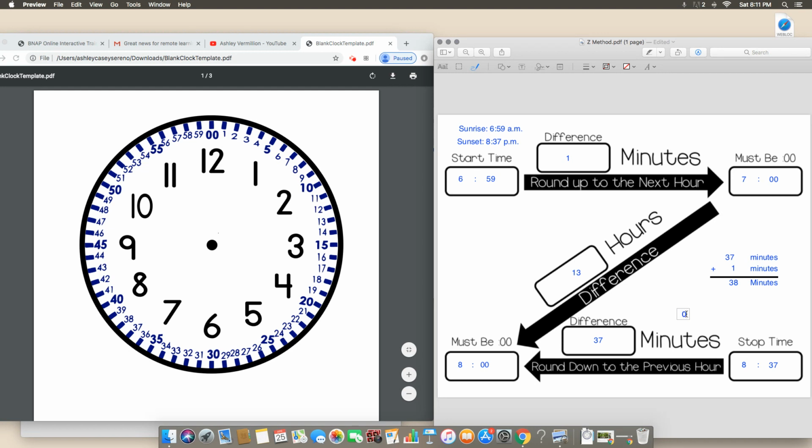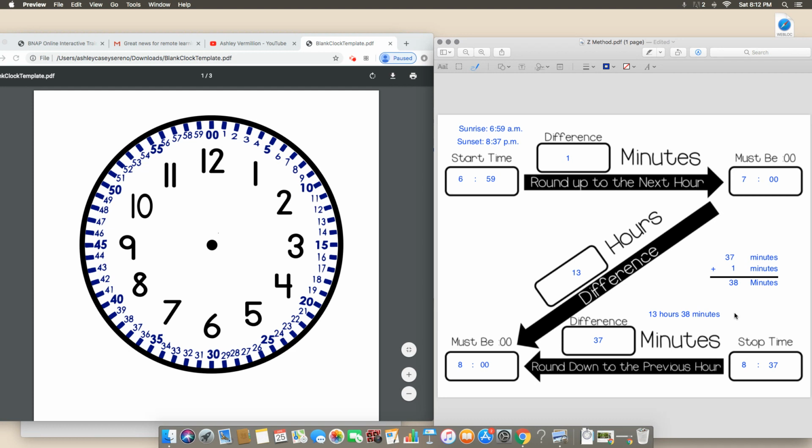Now I'm going to combine my hours and my minutes. So there was a total of 13 hours and 38 minutes of sunlight yesterday.